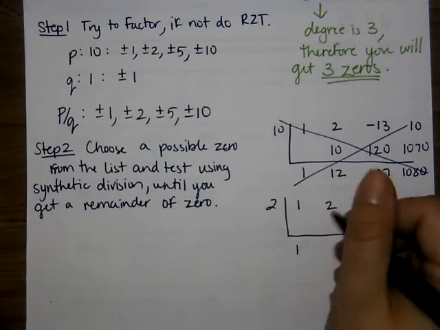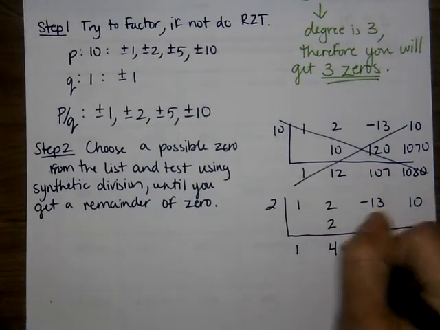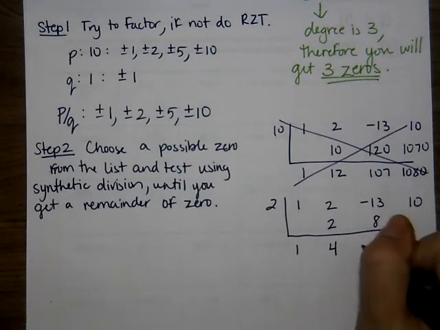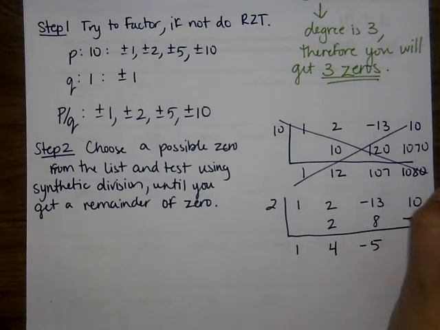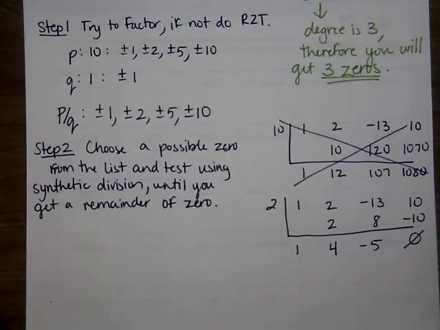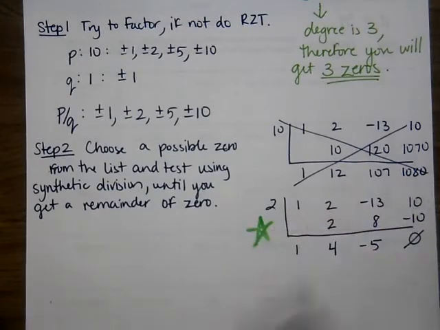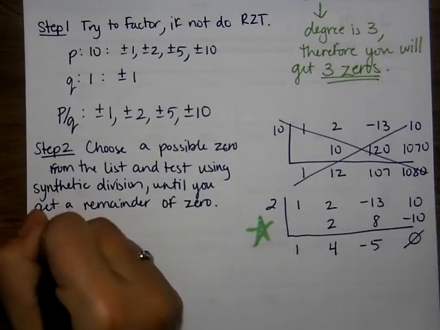So you drop down the 1, you multiply to get 2. You add to get 4, you multiply to get 8, you add to get negative 5, you multiply to get negative 10, you add to get 0. What does this mean? It's good. It's a solution, right? So this is good stuff. Because we got a remainder of 0, I know that that is a factor, okay? I know it's an X intercept. It's going to work. Okay, so now we're on step 3.